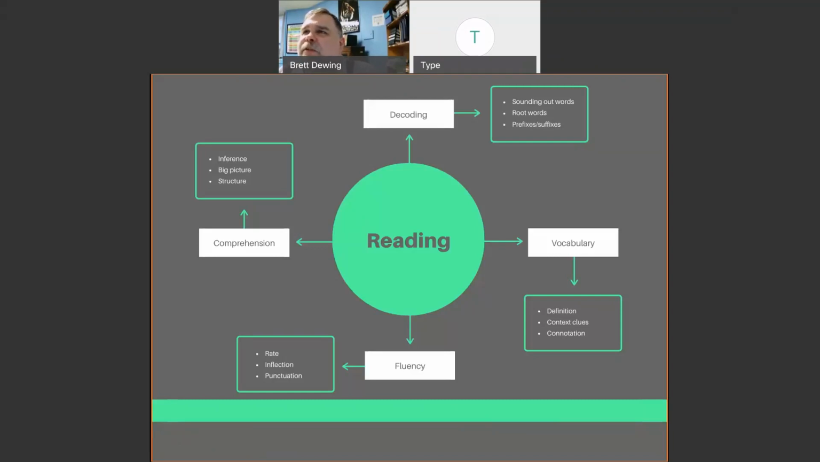And finally, it all builds up into comprehension, understanding what you're reading, where you get inferences. There are things that are not directly stated, but are referred to. You can see the big picture of what you're reading, and you can understand the structure of it, why it's structured that way, things like that. So those are the 4 parts of reading.